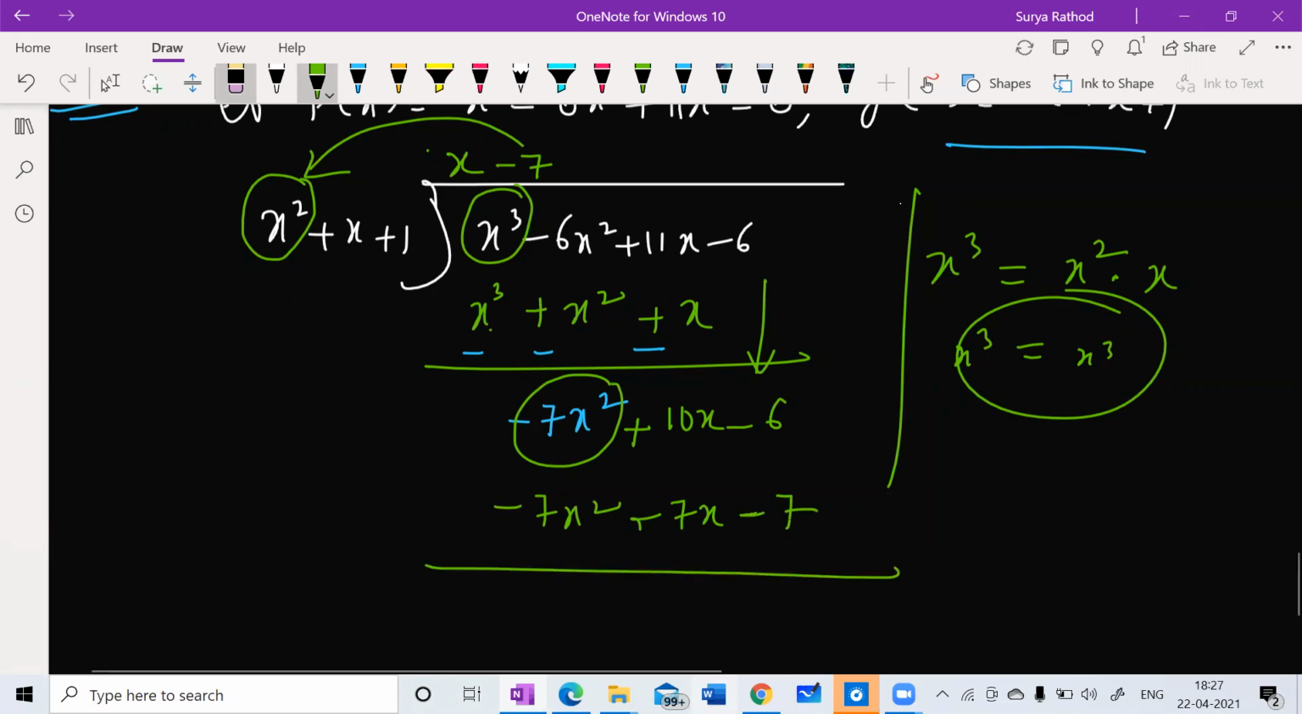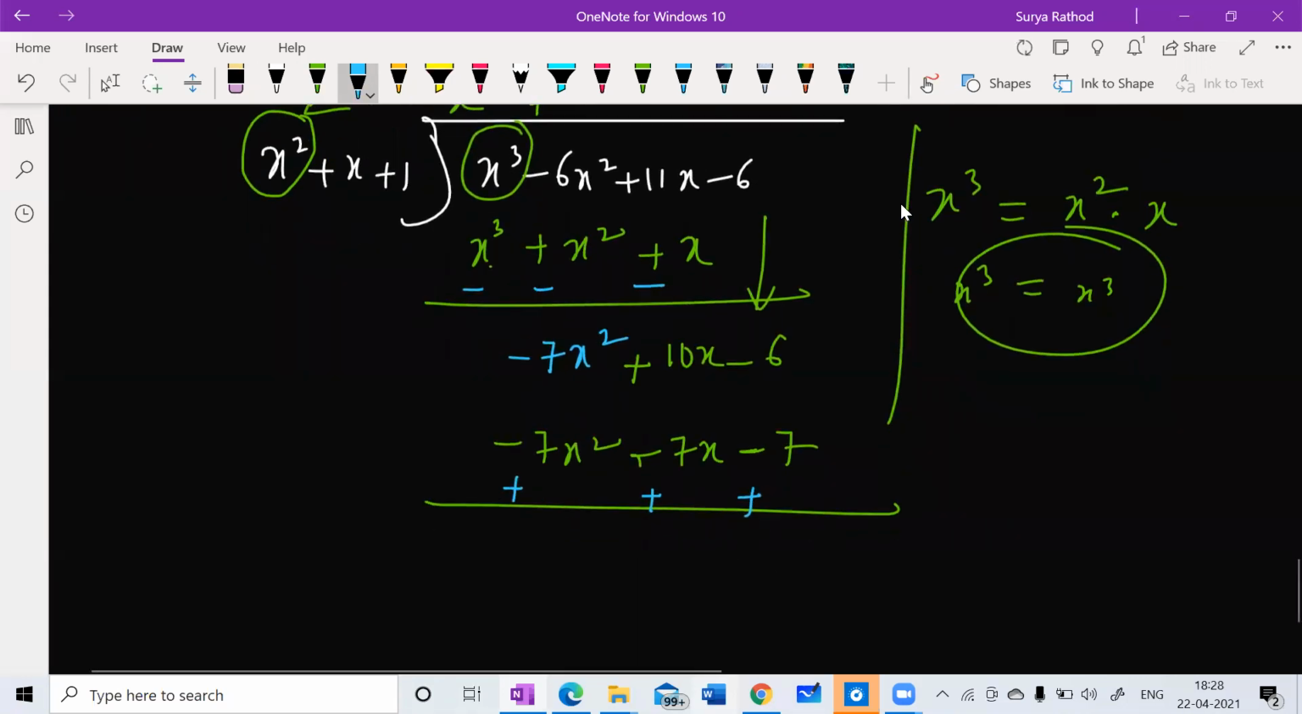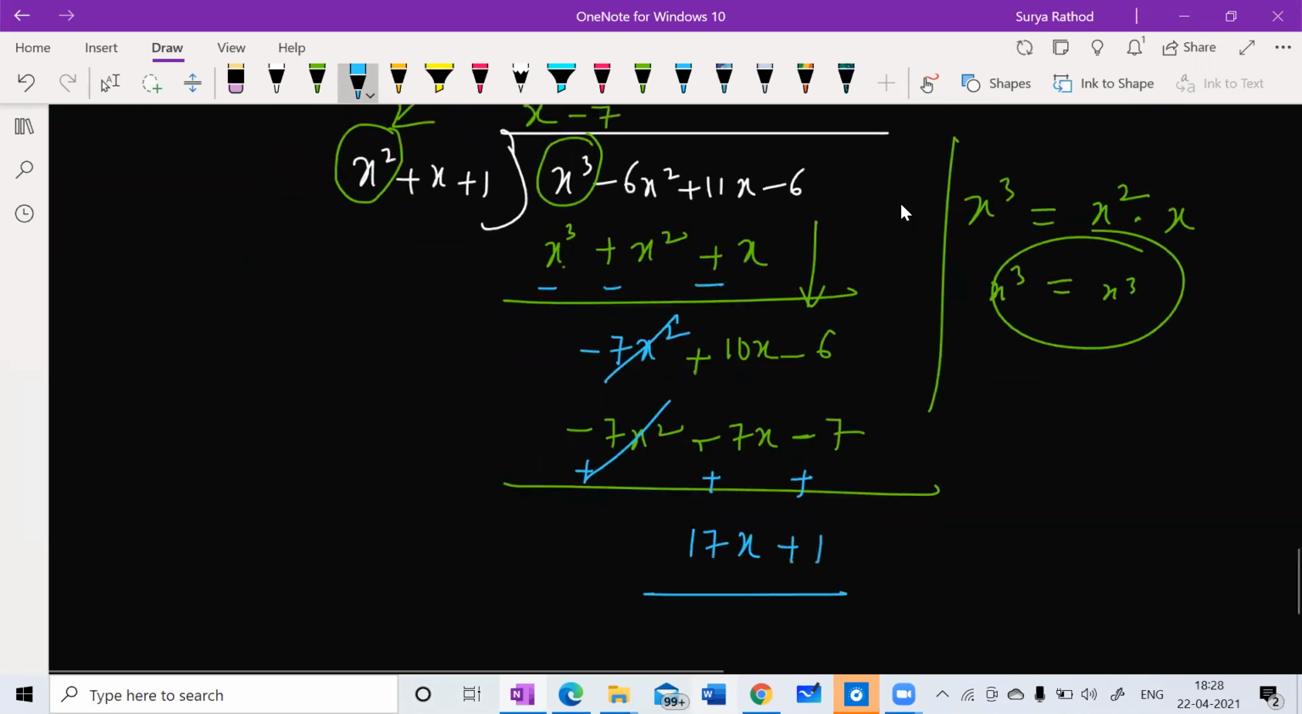Look at this now. We should change the signs, right? Yes, minus means I am supposed to change, as I'm subtracting. Plus will become minus, minus will become plus. So minus 7x square and plus 7x square get cancelled. Then plus 10x plus 7x is going to be 17x. Minus 6 plus 7 is plus 1.